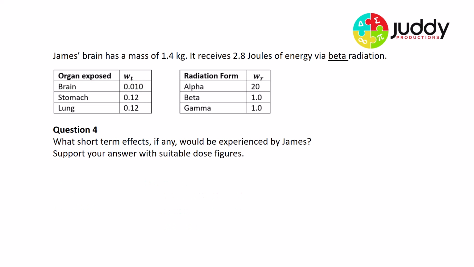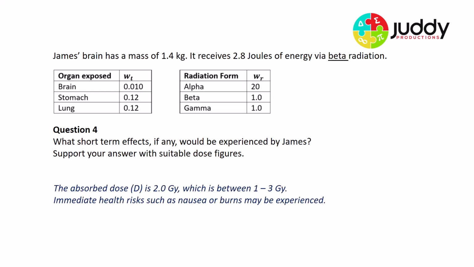Our final question, question 4. What short-term effects, if any, would be experienced by James? Now we need to support our answer with suitable dose figures. So an appropriate answer would be the absorbed dose, D, is 2 gray, which is between 1 and 3 gray. This indicates that immediate health risks, such as nausea or burns, may be experienced. 1 mark to describe the short-term effects, and 1 mark to reference the absorbed dose of 2 grays as a suitable dose figure.